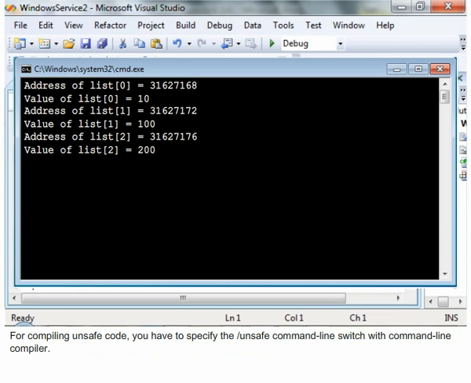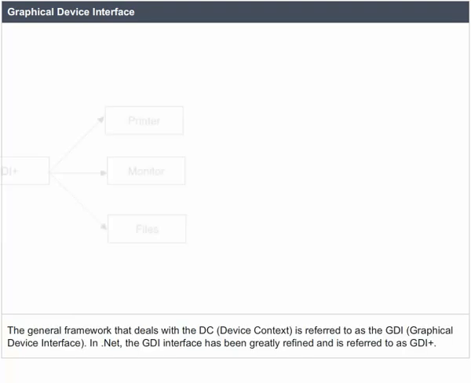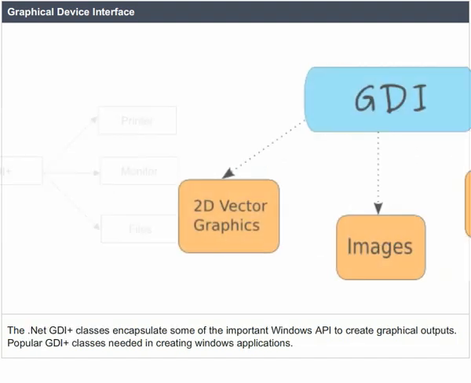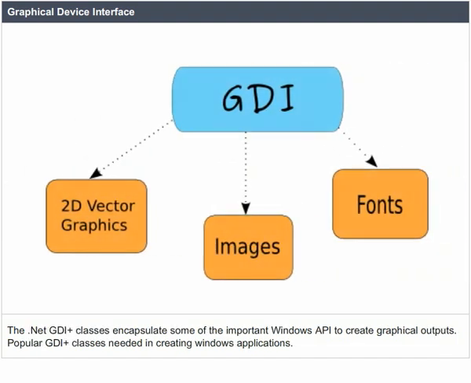Graphical device interface. The general framework that deals with the DC, device context, is referred to as GDI, graphical device interface. In .NET, the GDI interface has been greatly refined and is referred to as GDI+. The .NET GDI+ classes encapsulate some of the important Windows API to create graphical outputs. Popular GDI+ classes are needed for creating Windows applications.